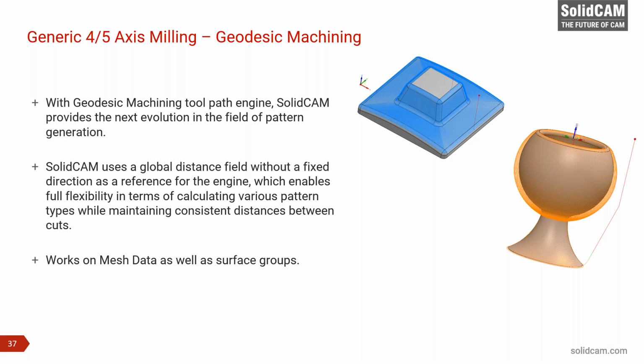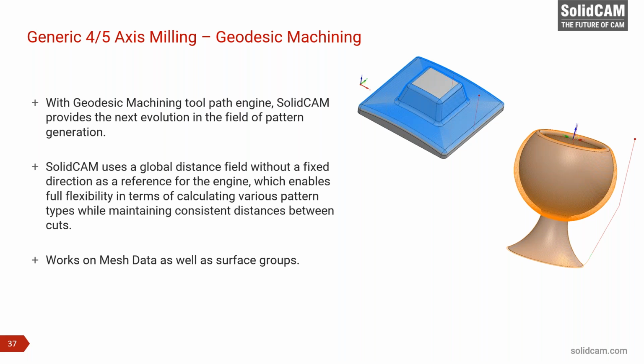A portion of this engine is already available inside our generic 4 and 5-axis machining. If you go into the toolpath parameters, you have the option of approximate and exact. When we select the exact option, it triggers the geodesic engine in the back end, and the calculation completely happens using the geodesic engine.